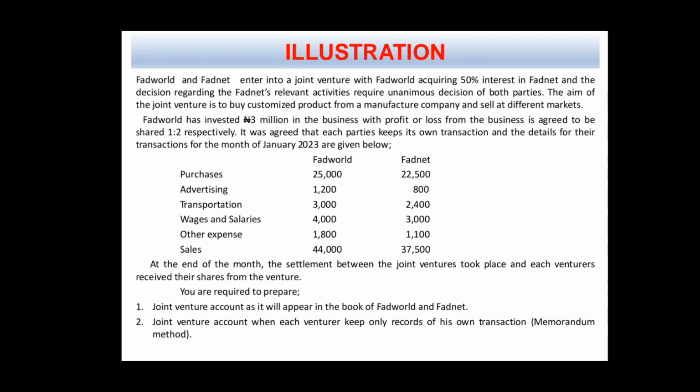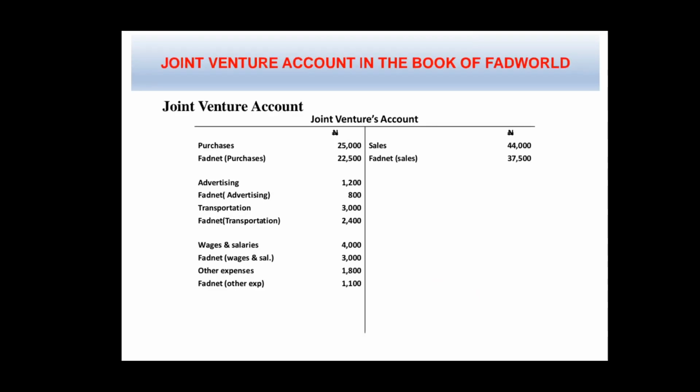If we look at it, there are no other expenses again, because at the end of the year we are required to settle each venture. So that's the end of the entries. That means we are going to close the account. Let's go back to our joint ventures account. So let's close the account. After closing the account, let's add all the entries together. At the debit side, if we add all the entries together, 25,000 plus 22,500 plus 1,200 plus 800 plus 3,000 plus 2,400 plus 4,000 plus 3,000 plus 1,800 plus 1,100, everything is going to give us 64,800. That is the total of the amount at the debit side of the joint ventures account.